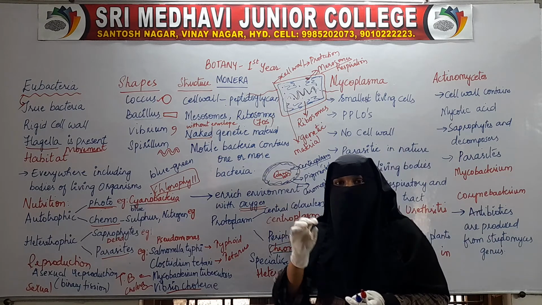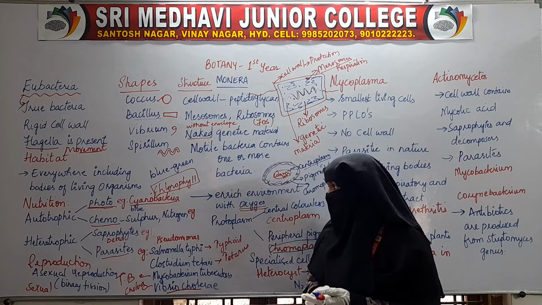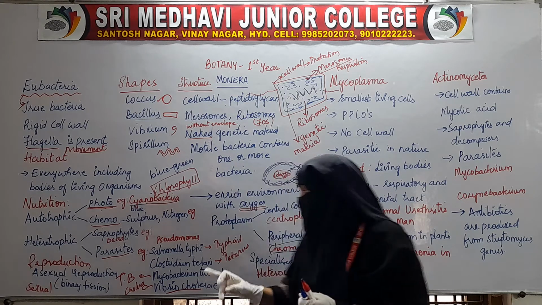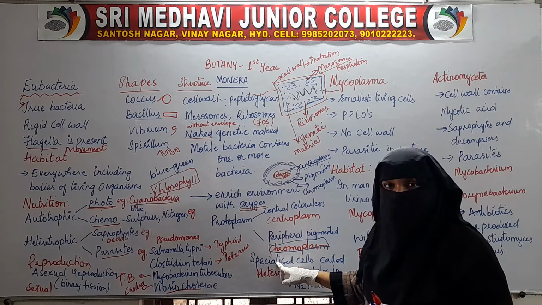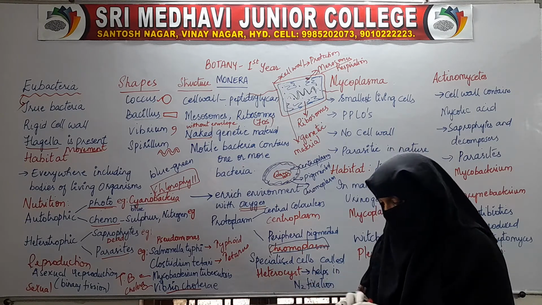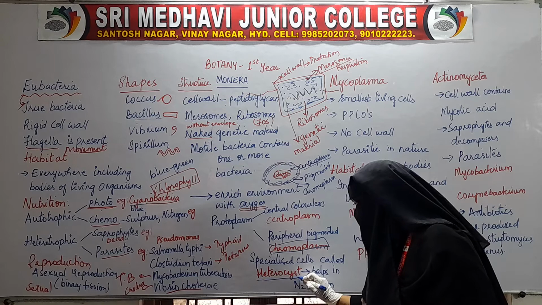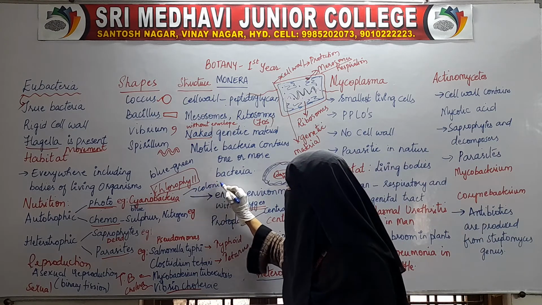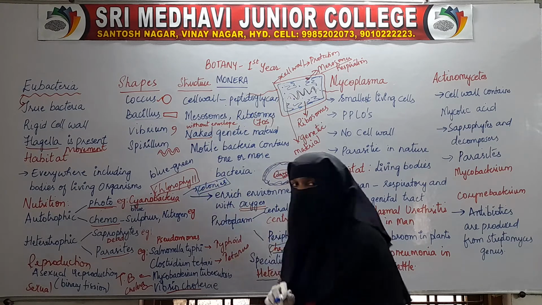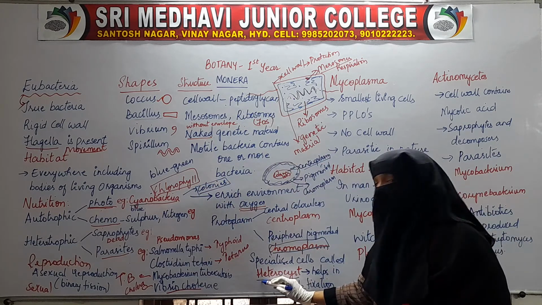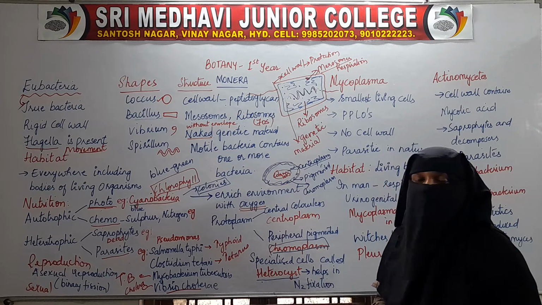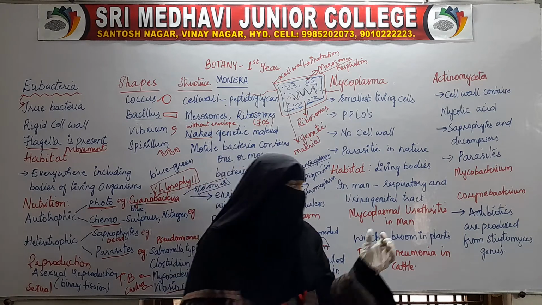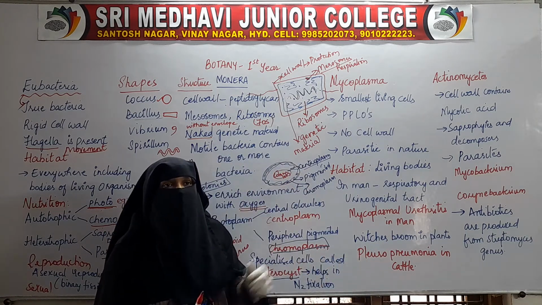And these have a special feature: they live in colonies. The cyanobacteria also live in colonies. They have a special cell called heterocyst. This heterocyst helps in nitrogen fixation.